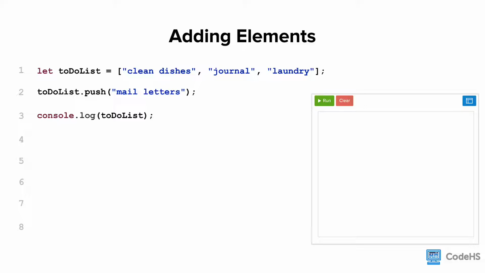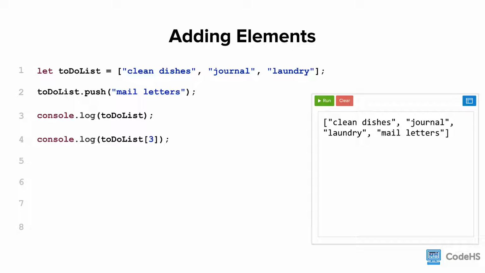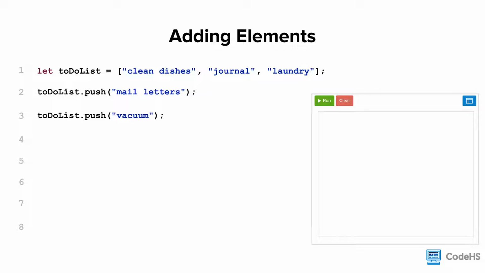Now we can print the array to-do list and see everything in there. Or we could print the last item in the array, which has an index of 3 since it is the 4th item in the array. Let's add one more task, vacuum, and print it out. Vacuum is now the 5th item in the array, so we use index 4. Running this, we'll get vacuum printed to the console.